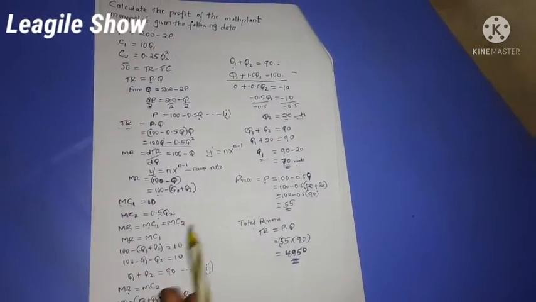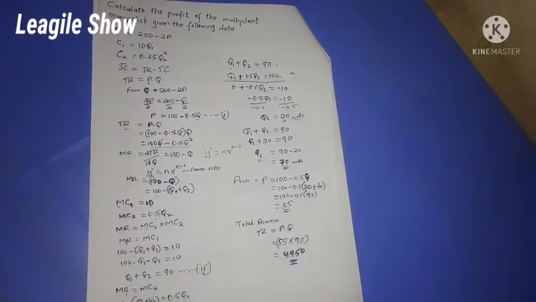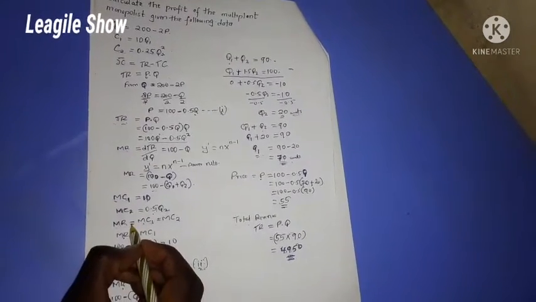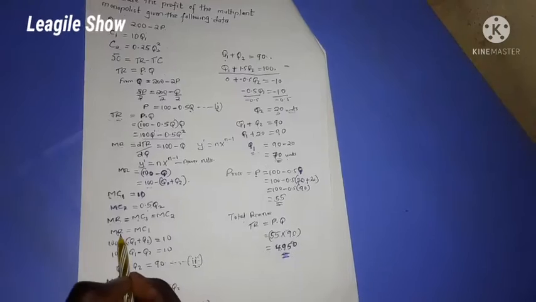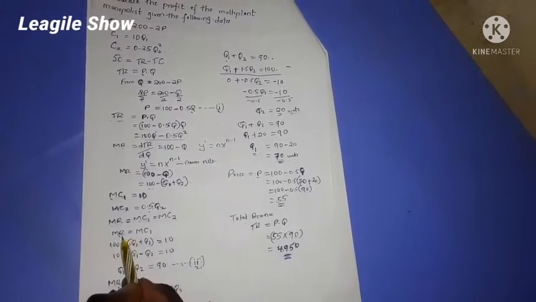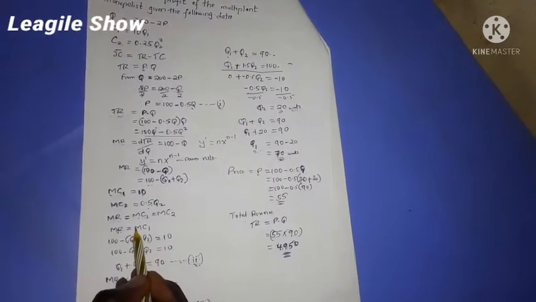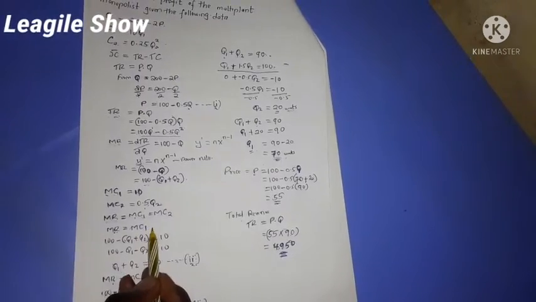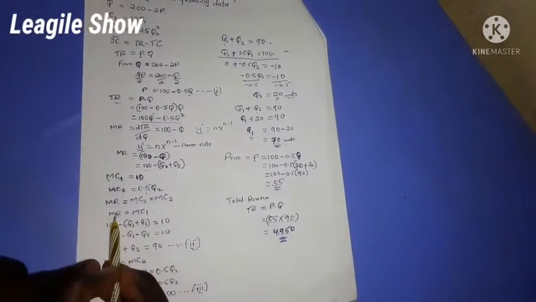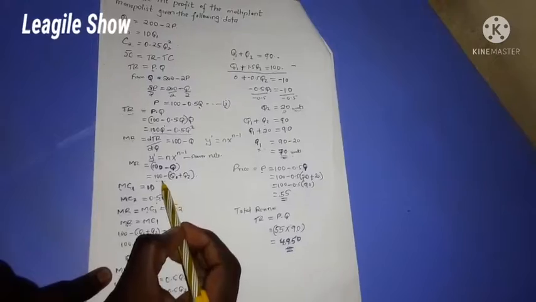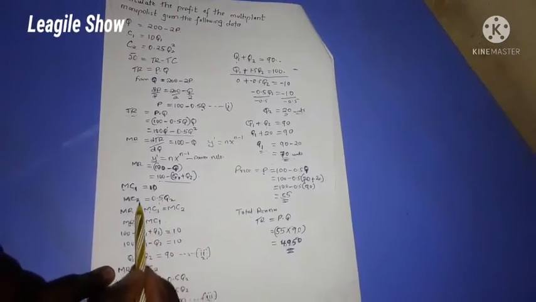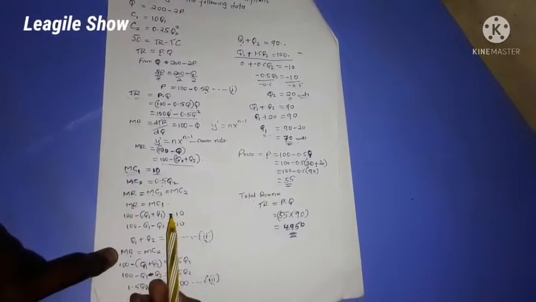Now, marginal revenue should be equal to marginal cost for the two firms, because it is a multiplant. These are monopolists having two firms in the industry. So MR will be equal to marginal cost. This is for the first firm, but remember, marginal revenue is here. Then the marginal cost is given by 10 for the first firm.